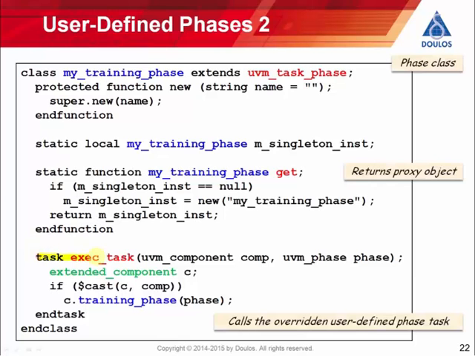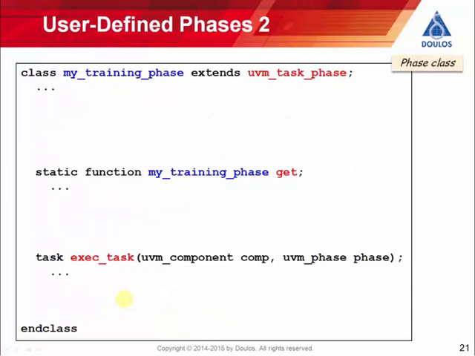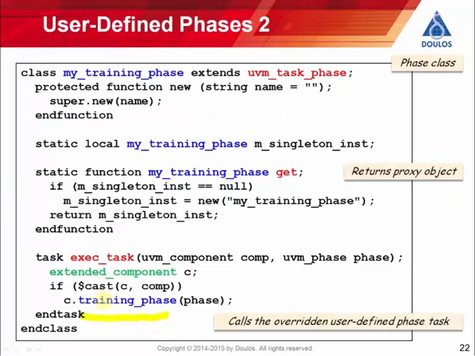Exec task is the task that's built into the UVM base class library. So here we're overriding a method that's defined in UVM task phase. And when we override that method, we have it call our user-defined phase method. So training phase is a method of the base class on the previous slide, my training phase. So when we call the training phase method, the variable we call it on has to have the type extended component. So here we're declaring a variable of type extended component and then simply executing a dynamic cast.